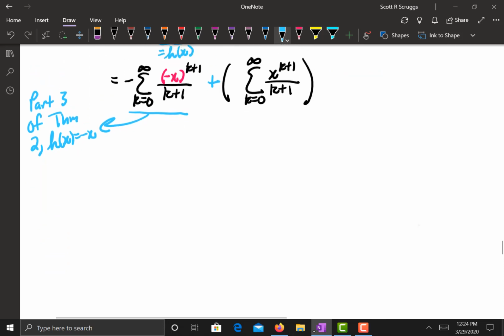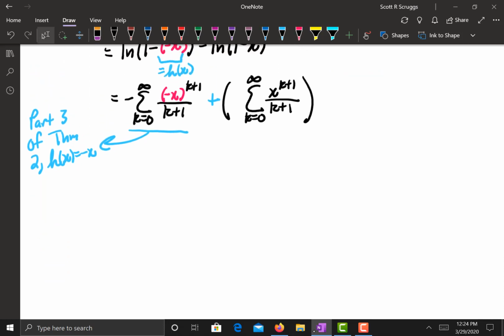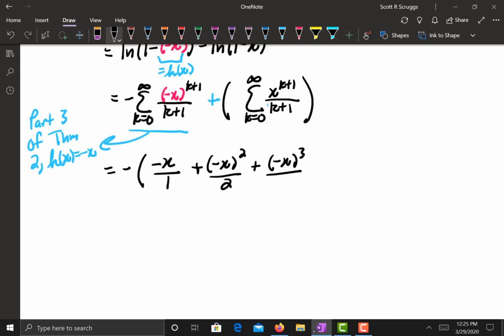Alright, so it's not clear what's going to happen right now. Because of that, I'm going to explicitly write out the terms of the first series and the terms of the second series. Wherever we see a k, I'm going to replace it with 0. So negative x over 1 plus, now at k equals 1, negative x squared over 2 plus negative x cubed over 3, and so on and so forth.